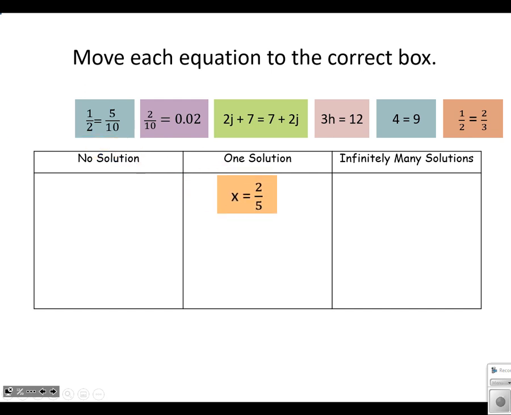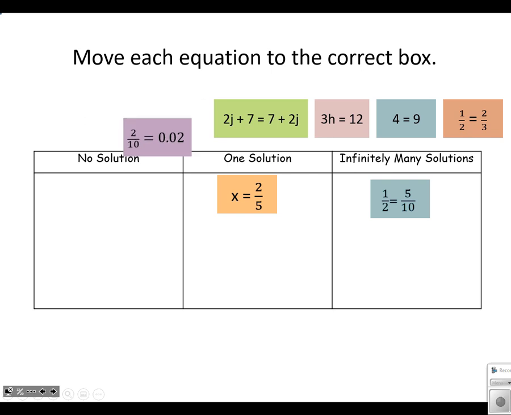Okay, next one. 1/2 equals 5/10. Does 1/2 equal 5/10? Yeah, 5/10 is 1/2. So that's a true statement. What does that mean? That means that our constants are the same, all solutions, or infinitely many solutions. Okay, 2/10 equals 0.02. 0.02 is not 2/10. 0.02 is actually 2/100. So is 2/10 and 2/100 the same thing? It is not.